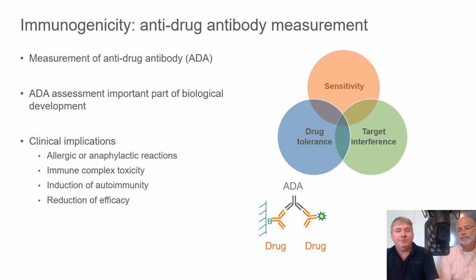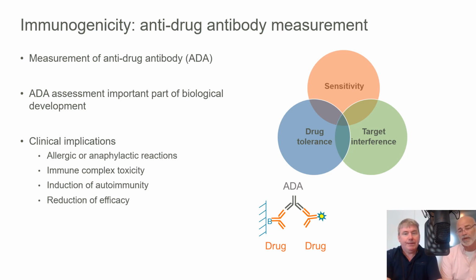When you're developing an immunogenicity assay, it's always a balance between drug tolerance and sensitivity and target interference, because most biological drugs have very long half-lives, so they're in your system for many days, even months. So obviously you're trying to measure an anti-drug antibody in the presence of drug. Also, if there's a soluble target, then you have to take that into consideration. So sensitivity against the drug concentration is the fundamental part of ADA assessment.